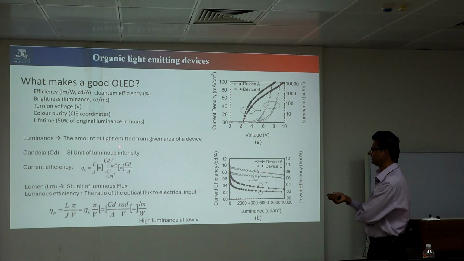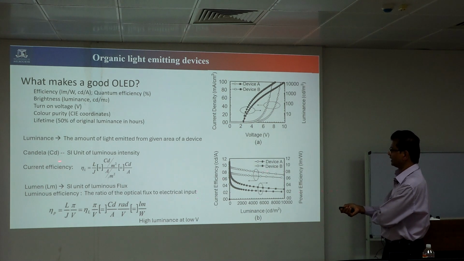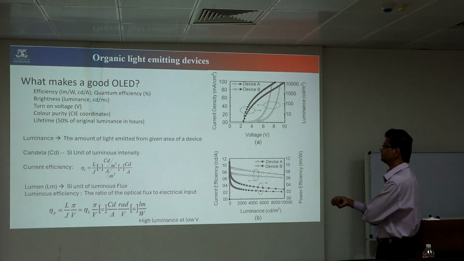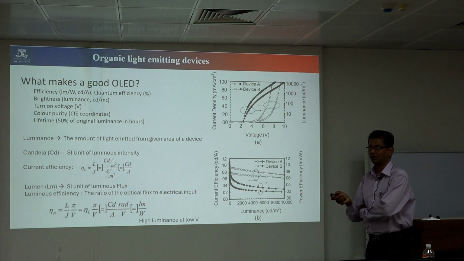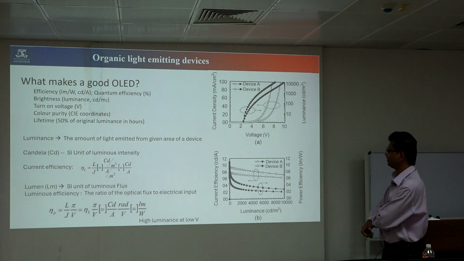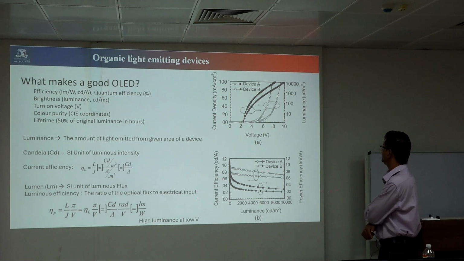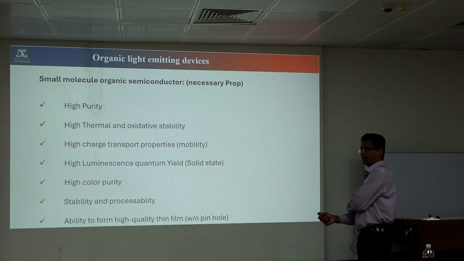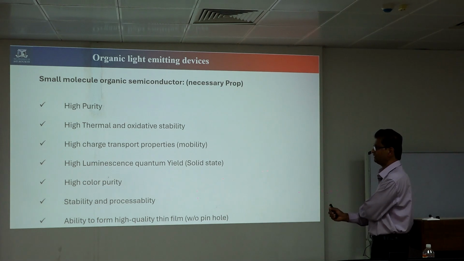So these are some of the factors which define performance. Current efficiency is defined by candela per ampere, and luminous efficiency is luminance per watt. So these are the two units you remember, okay. These are all the factors which define the performance of organic light emitting devices. Next, what are the required properties the ABC layer should have?